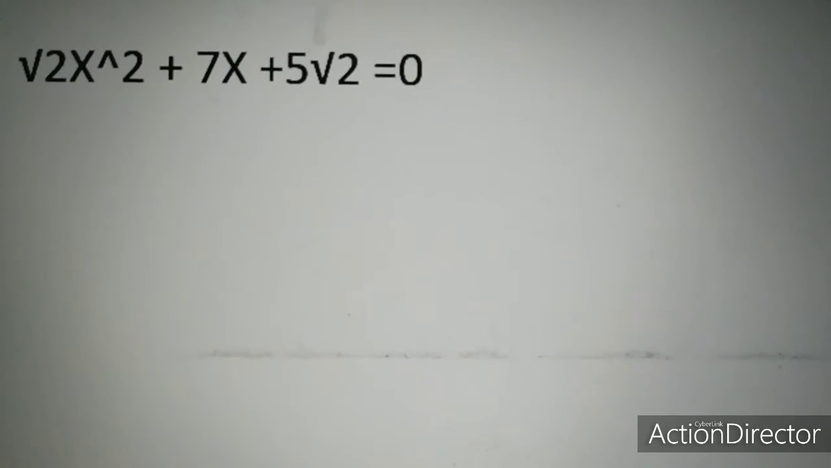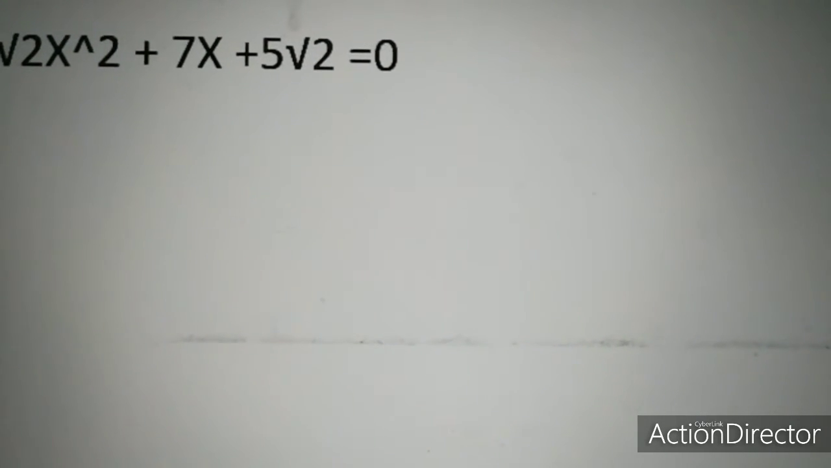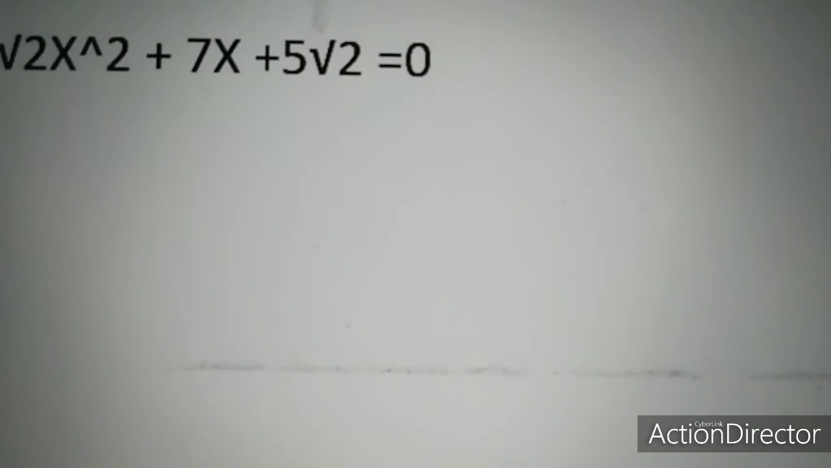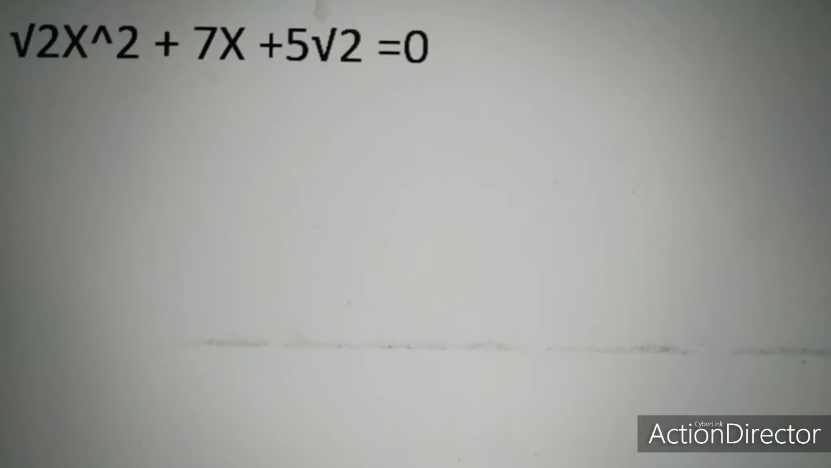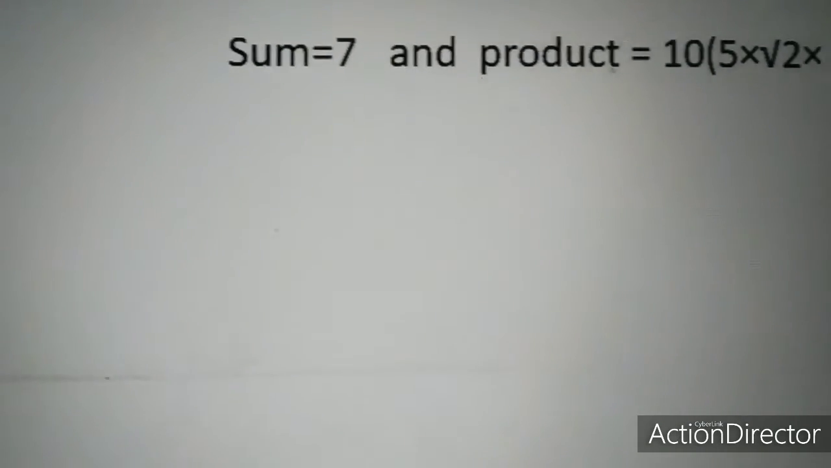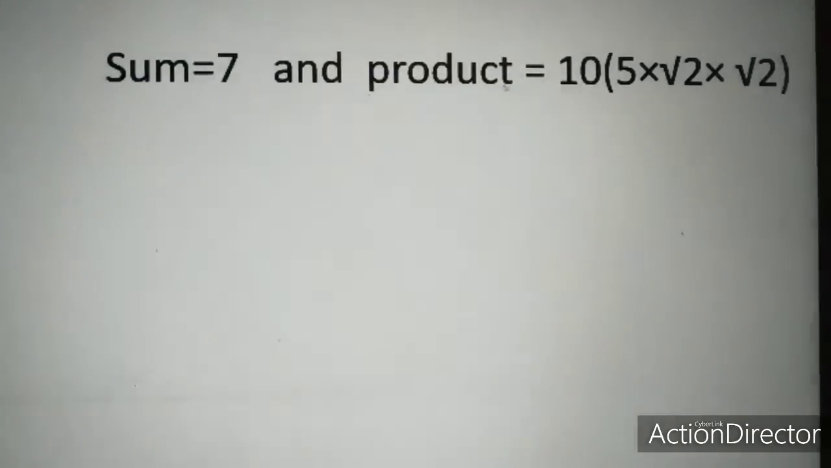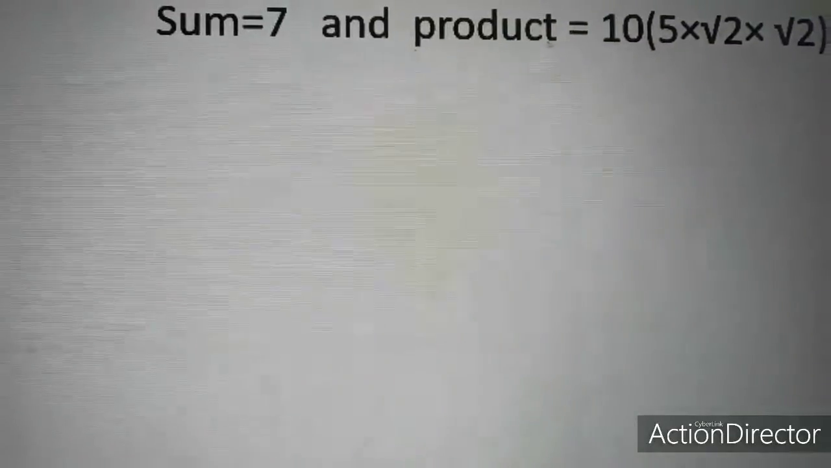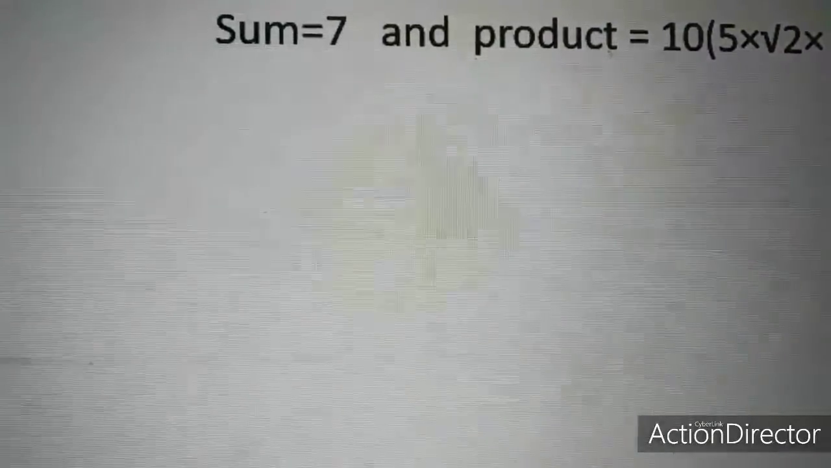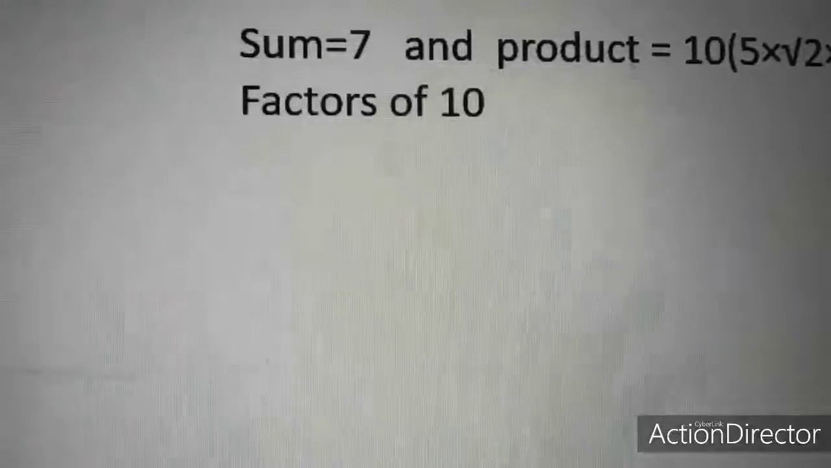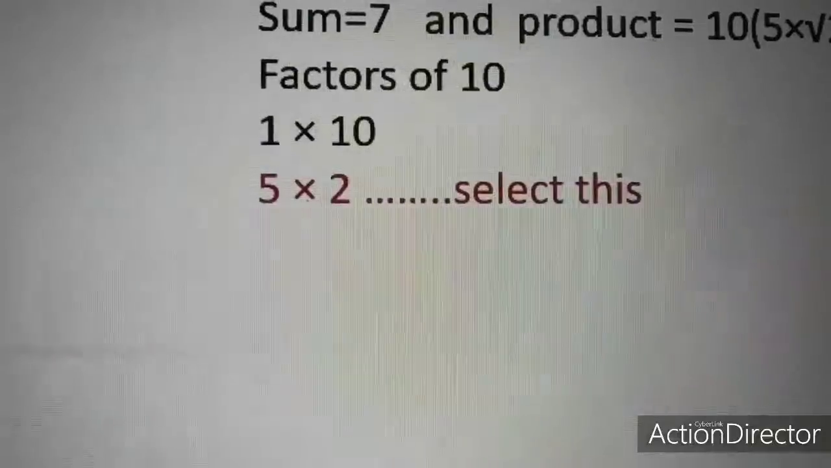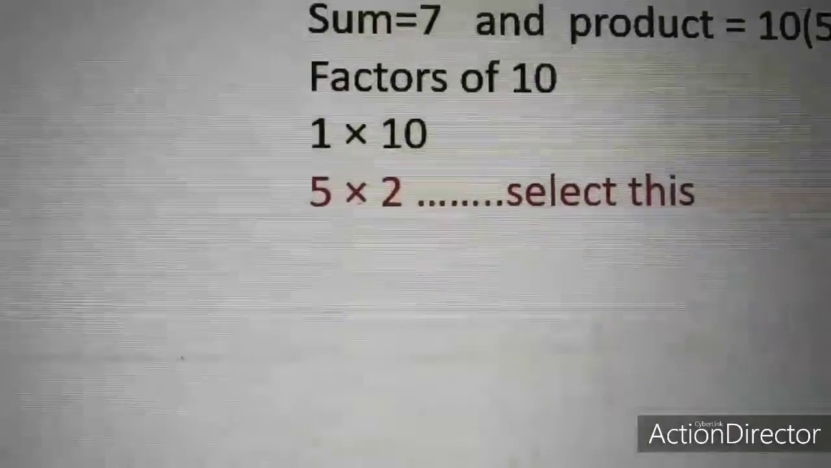Root 2 x square plus 7x plus 5 root 2 equal to 0. Here a is equal to root 2, b is equal to 7 and c is equal to 5 root 2. So my sum will be 7 and product, you listen how I got 10. I had to multiply a into c, that is 5 into root 2 into root 2, which is equal to 10. So first let us write the factors of 10. 1 into 10, 2 into 5. So I am going to select these two factors because 5 plus 2 is equal to 7.